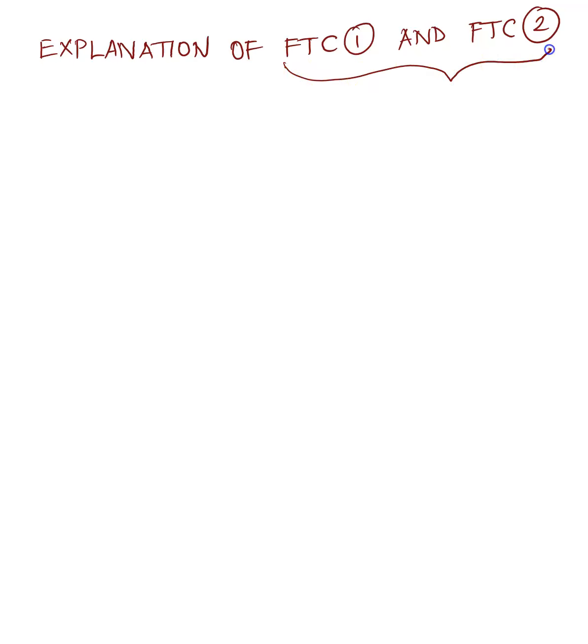Okay. So how do we put the two parts together? If I were to explain FTC1 and FTC2 together, what do they mean? There was a reason why we split them into two parts, so that you can see them from two different angles. Now it's time for me to bring them together.